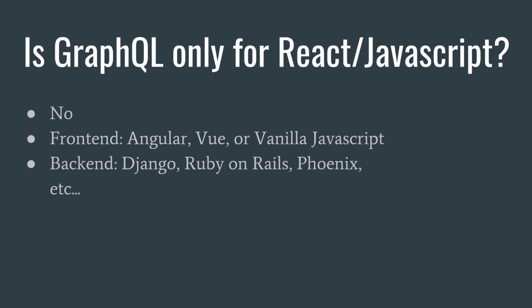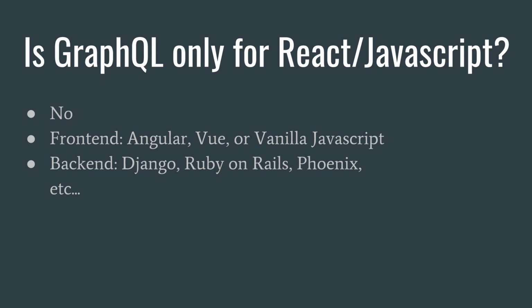And then, is GraphQL only for React or JavaScript? Again, the answer is no. You can pretty much use this with any front end you want. So Angular, Vue, or vanilla JavaScript, or pretty much anything you want, because it just needs to send a post request, right? So our server takes a post request and then does stuff. And then on the backend side, it really doesn't matter. GraphQL is just a spec, and you can implement it in any language you want. So it's basically just a way to solve the problems and do the things that we saw. On the back end, we could do this with Django, Ruby on Rails, Phoenix, if we have any Elixir fans, and any backend or server language you can set this up for.